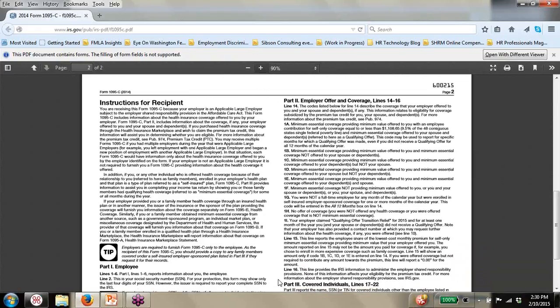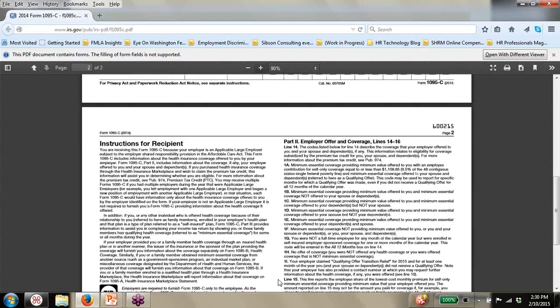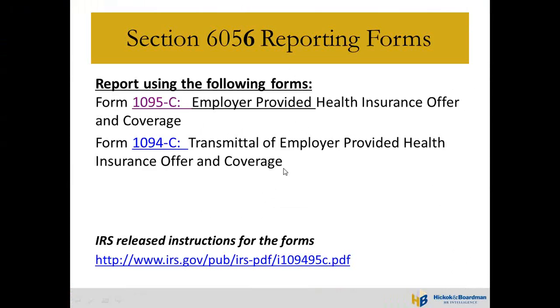It sounds easy. But if you read through the instructions, you'll see there's a lot of codes and a lot of information that will be conveyed in here. So you need to be thinking about your technology. How are you going to gather this information? How are you going to know who you have to offer the coverage to begin with using your measurement periods? But also, all full-time employees or anyone covered under your health insurance has to receive a form. The instruction pages are about 14 or 15 pages long for that.